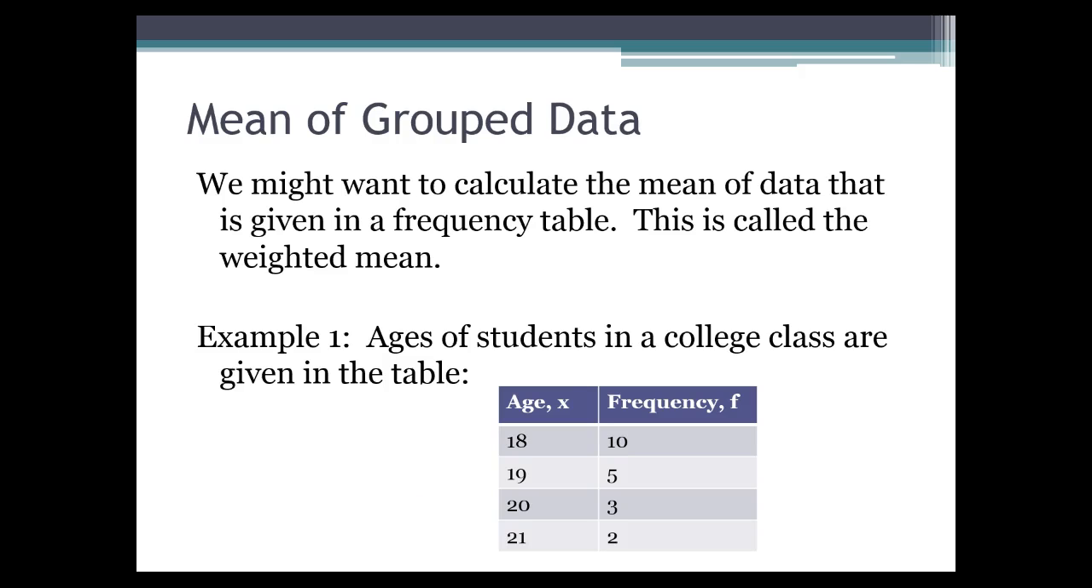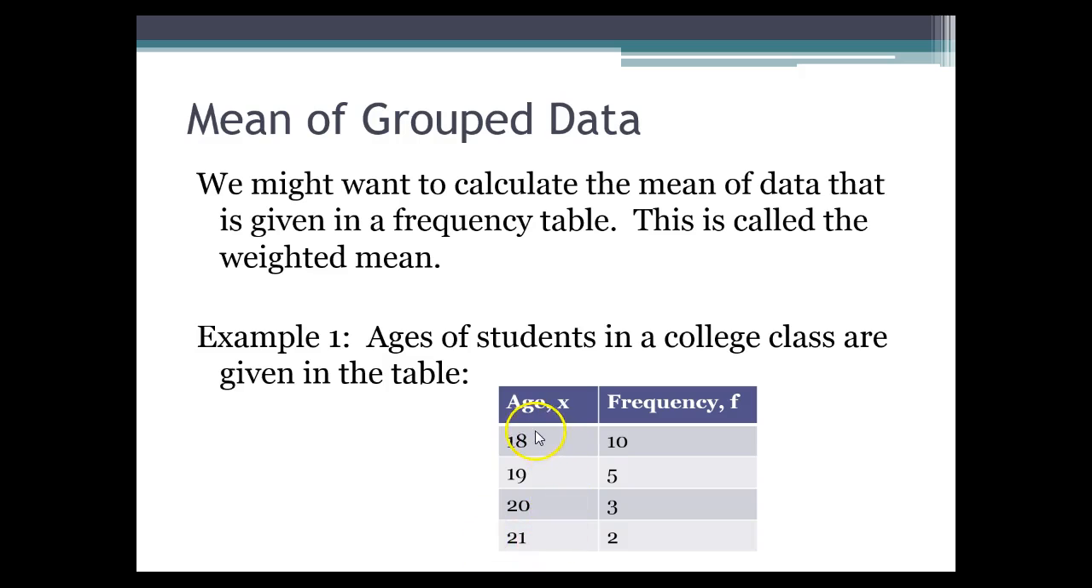Okay, so now let's talk about the weighted mean. This is when you've got data that's given to you in a frequency table. Here, these are the ages of students in a college class. You've got 10 students who are 18, 5 students who are 19, 3 who are 20, and 2 who are 21.